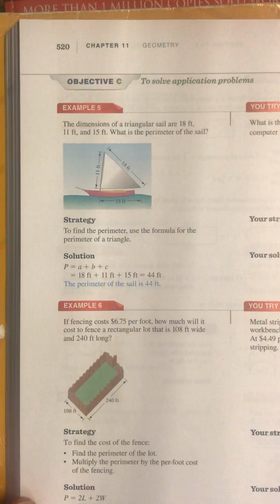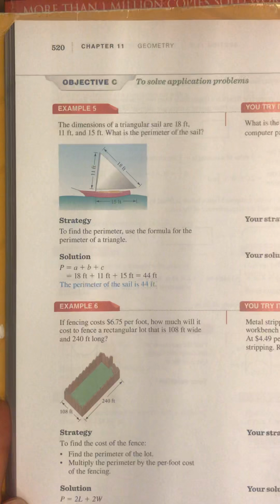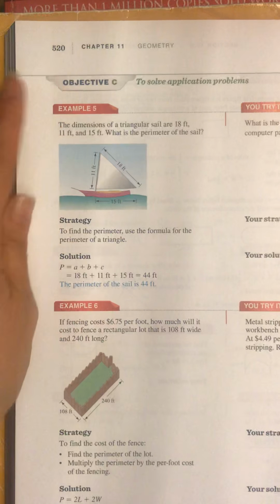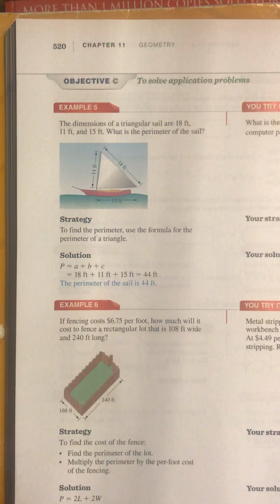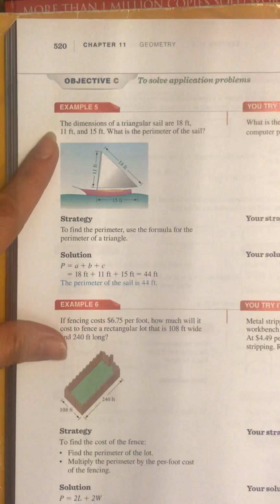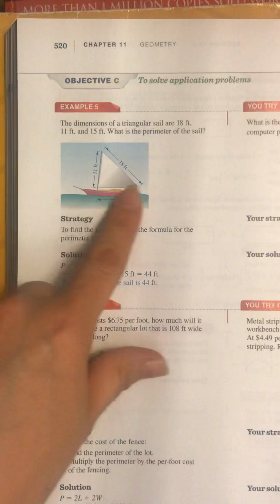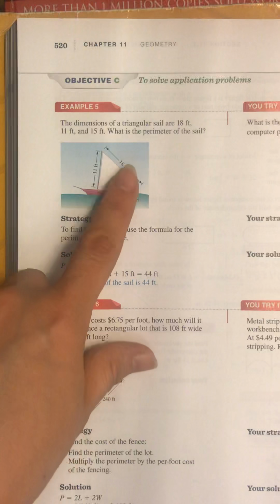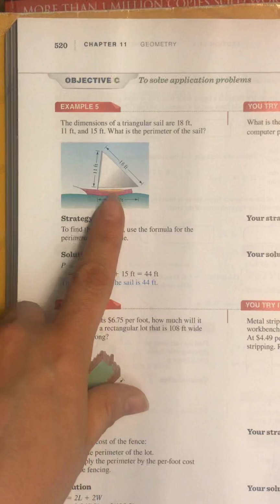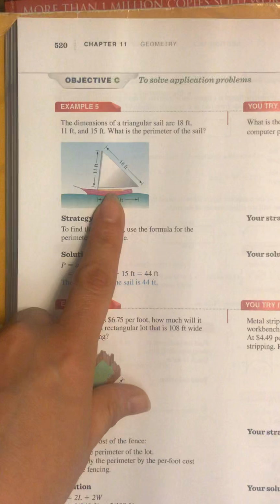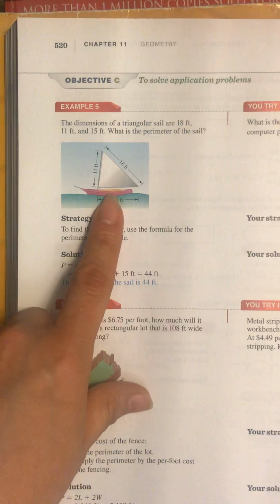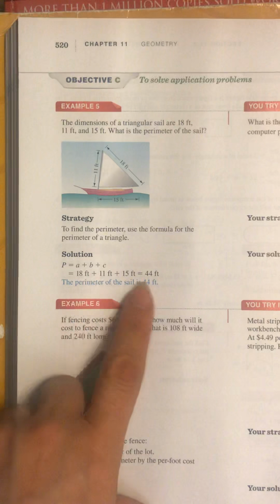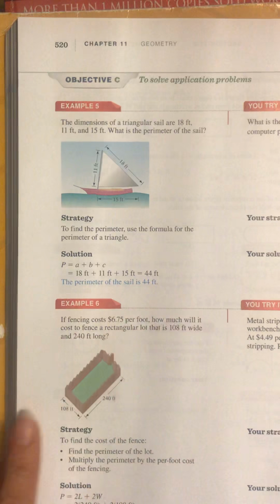Okay, in this video, I'm going to talk about examples 5 and 6 on page 520. I'll go over example number 5. The dimensions of a triangular sail are 18 feet, 11 feet, and 15 feet. What's the perimeter of the sail? Obviously, for perimeter, we add them all together, and the unit stays the same.